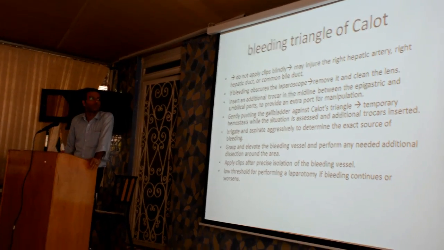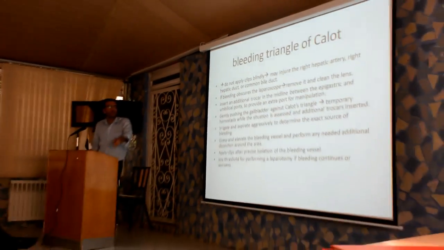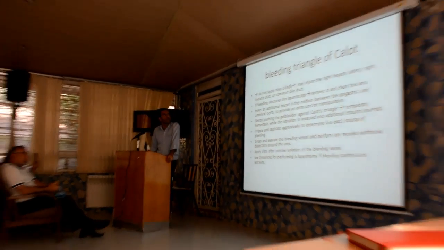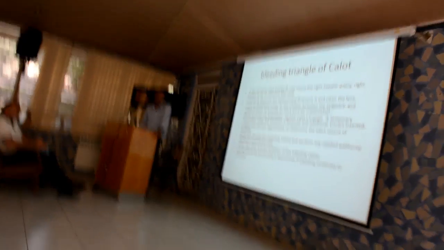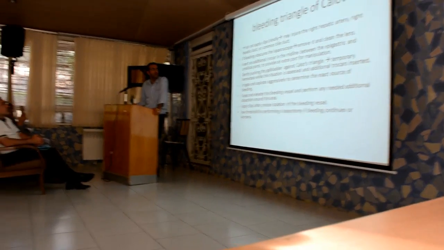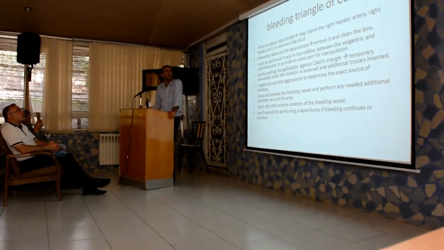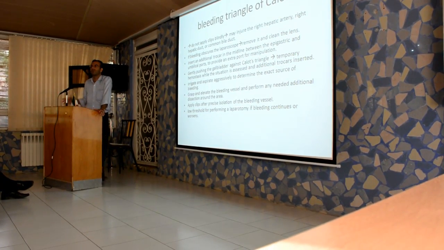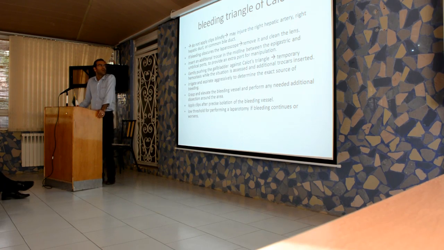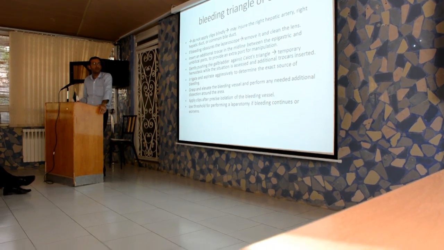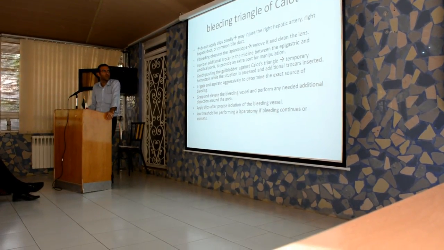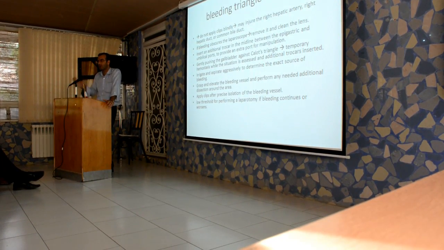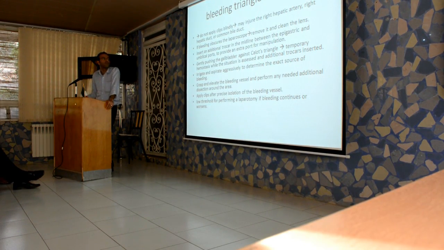If bleeding obscures the laparoscope, remove it and clean the lens. Use an additional port in the midline between the epigastric and umbilical ports to provide better support for manipulation. Gently push the gallbladder against the Calot triangle for temporary hemostasis and compress the site of bleeding.